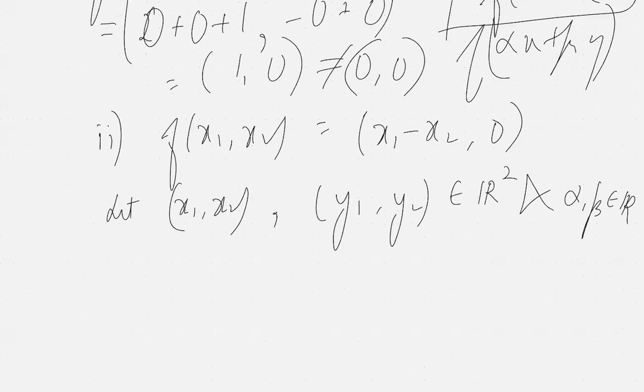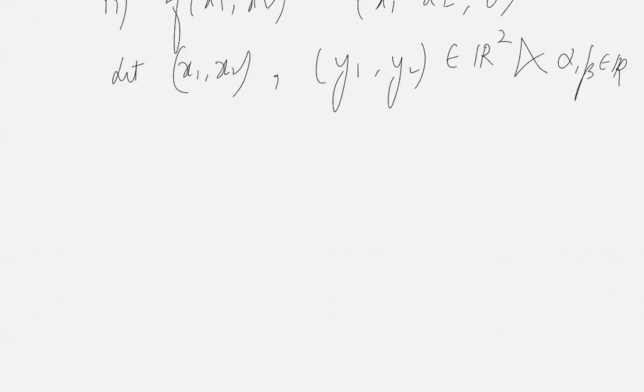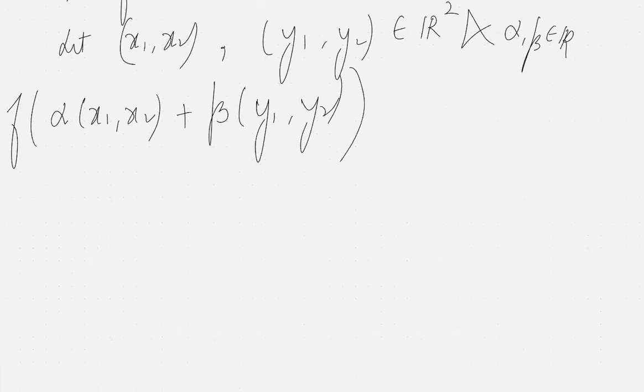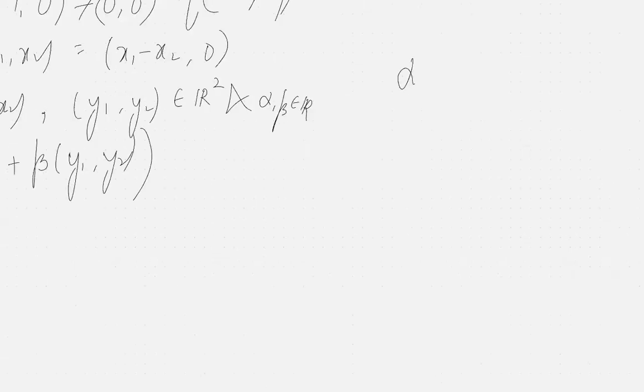Alpha f of alpha times the first element, alpha times x1 comma x2, plus beta times the second element, that is y1 comma y2. At last we will show this equal to... Whenever you're confused what to do next, think what we have to show. We have to show that this thing is equal to alpha times f of x1 comma x2 plus beta times f of y1 comma y2.